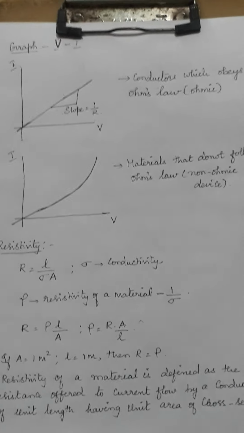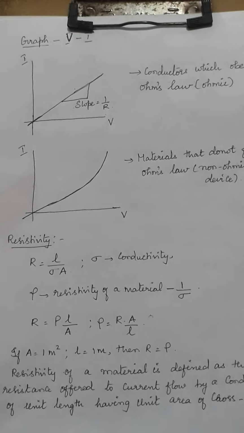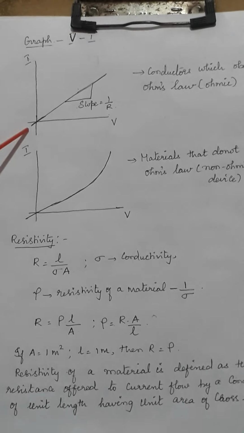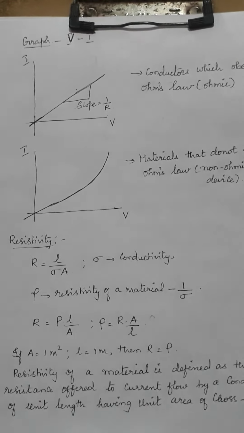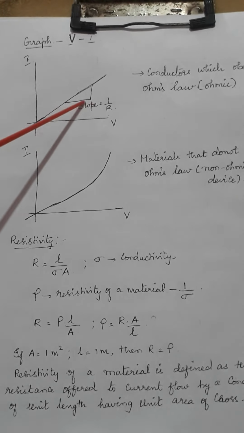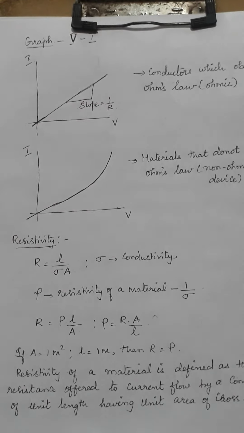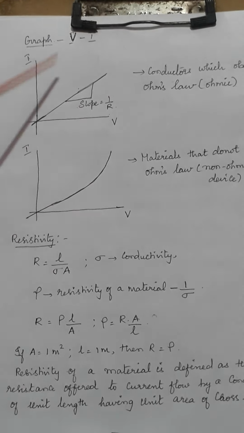So now a graph is drawn between the potential and the current. In the first graph, the slope is going to be a straight line, where slope will be equal to 1 by R, because it is y by x, but R is equal to V by I, that is why. These kinds of conductors are called ohmic conductors, which obey Ohm's law.